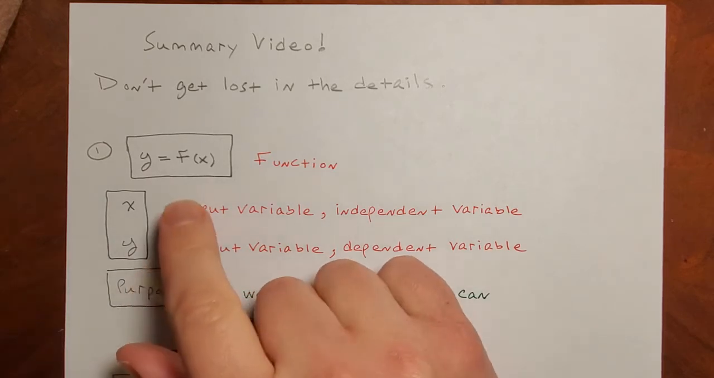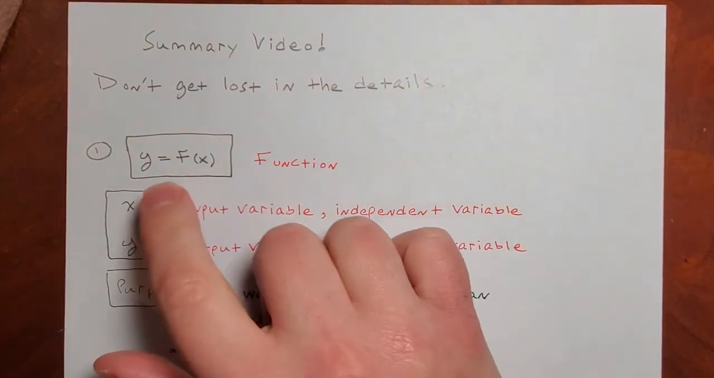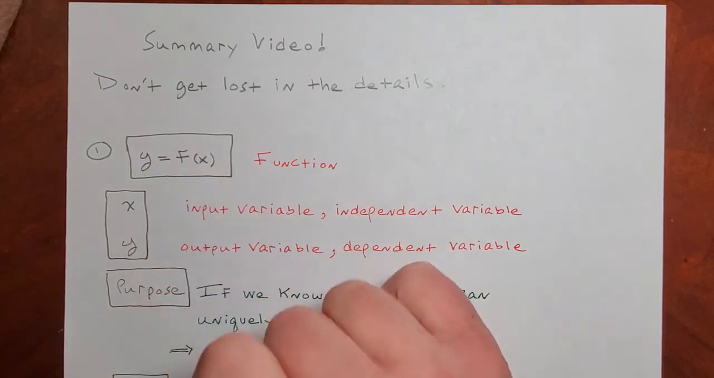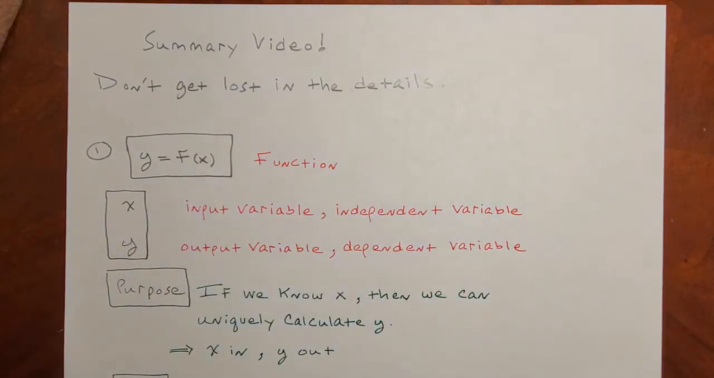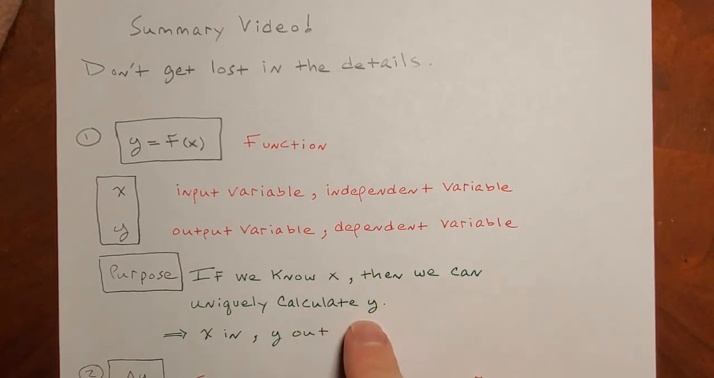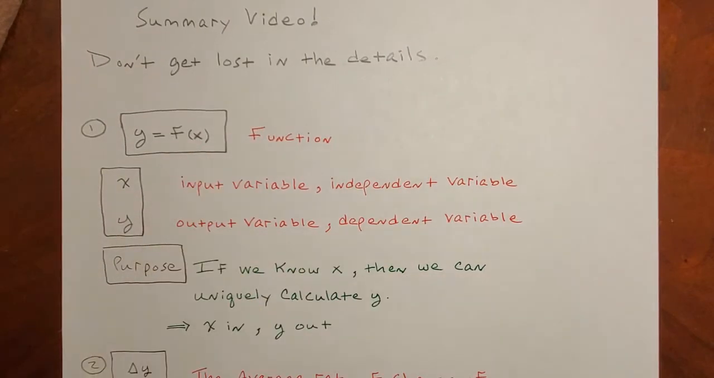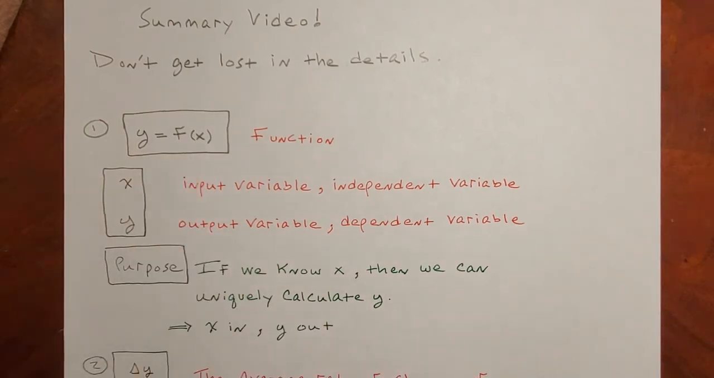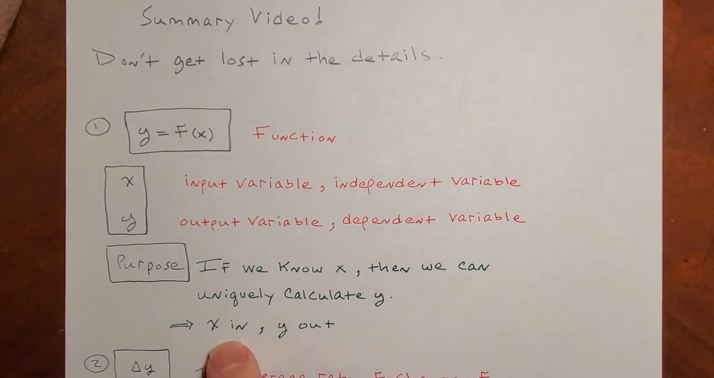So first thing on the list is a function. If I write y equals f of x, y is a function of x. And what that means is that if I know x, then I can uniquely calculate y by whatever that function is, where that function is probably going to be some kind of mathematical formula, all right? You could say that you put the x in and you get the y back out. That's what a function does. You know the x, you get the y.